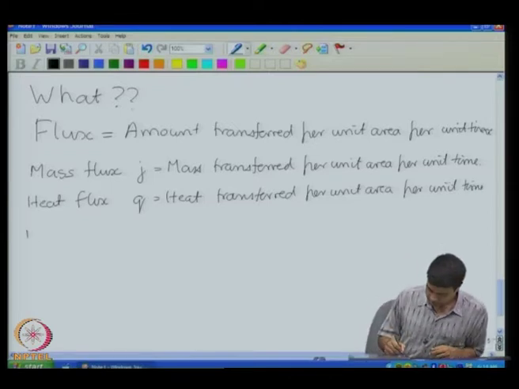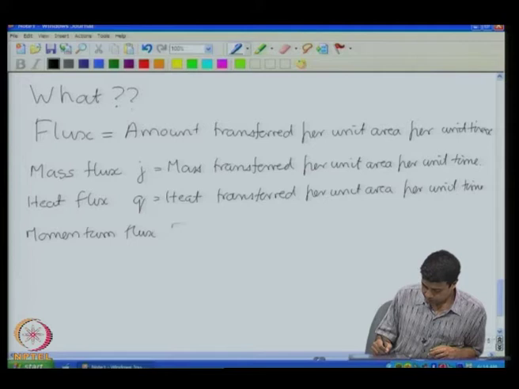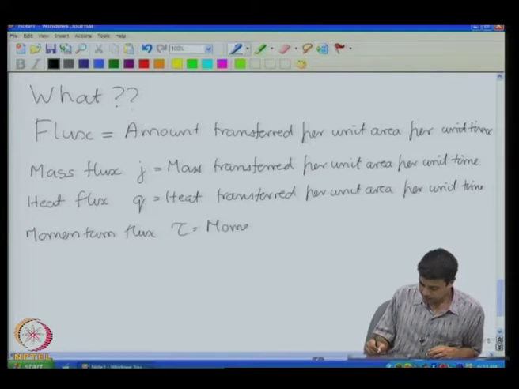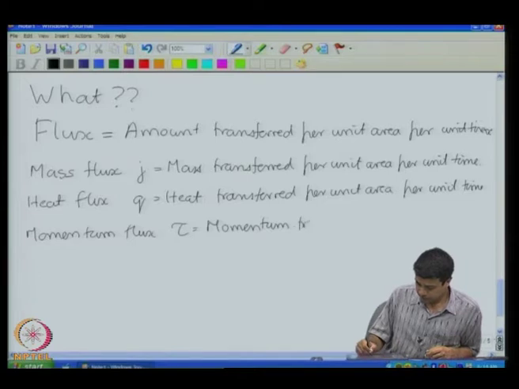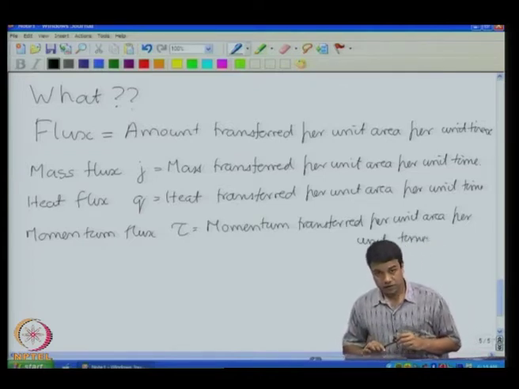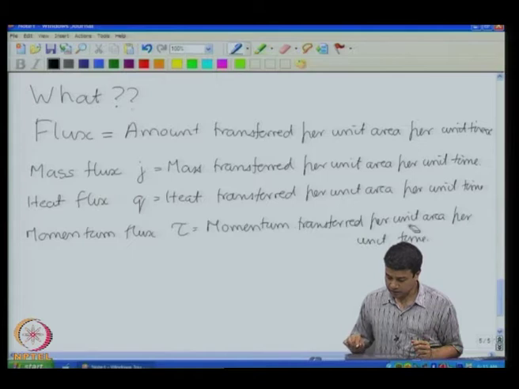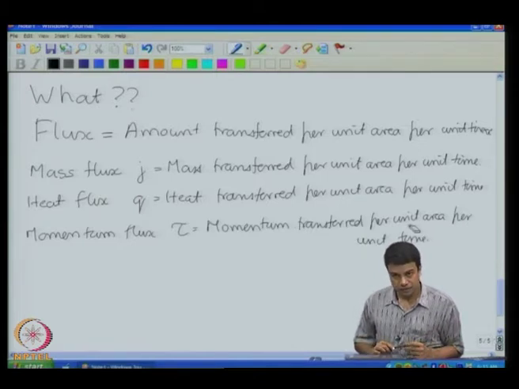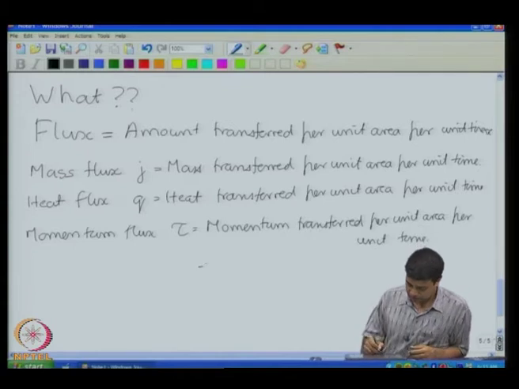Momentum flux, tau, is equal to momentum transfer per unit area. Rate of change of momentum, change in momentum per unit time, is a force. So, momentum transferred per unit area per unit time can also be written as force per unit area, which is the stress. So, this is equal to the stress.